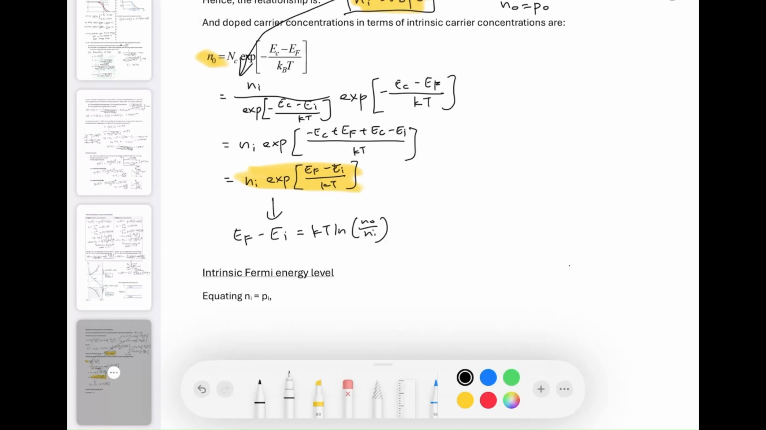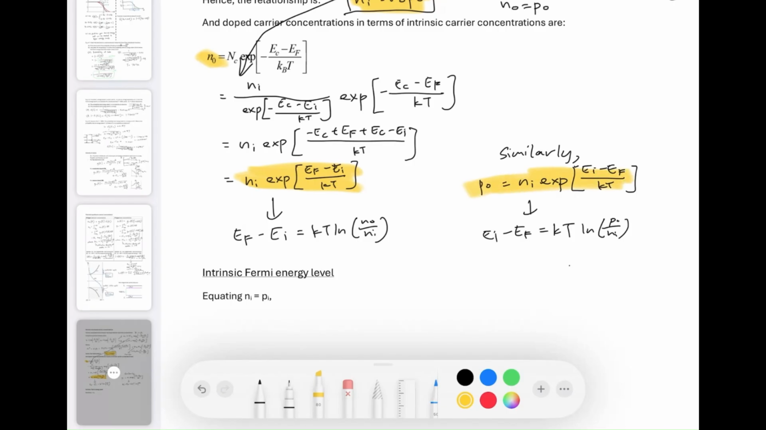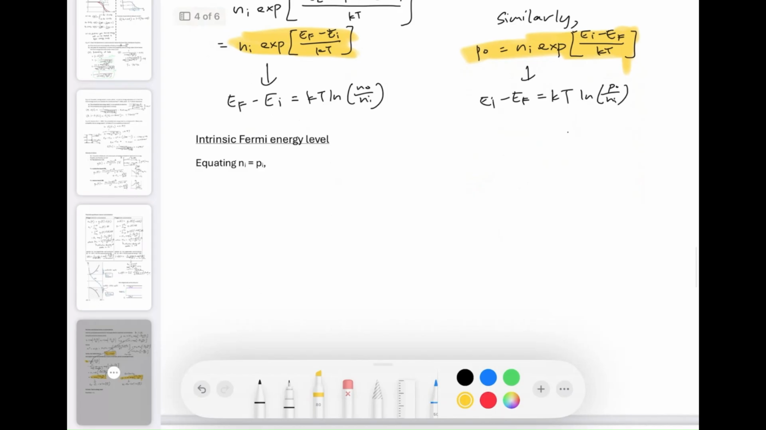So let's do it for P as well. Similarly, P0 is equal to Ni exponential of Ei minus Ef over kT. And of course, this also means Ei minus Ef is equal to kT ln P0 over Ni. So again, this is extremely important. You should definitely remember these two equations instead of having to derive them during the exam, because that will be wasting a lot of time.